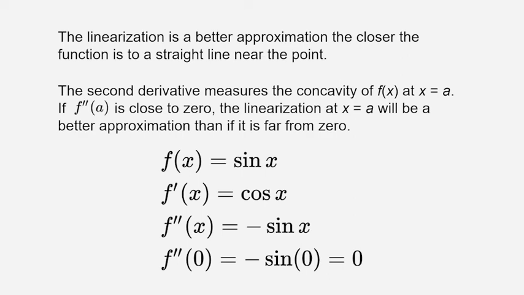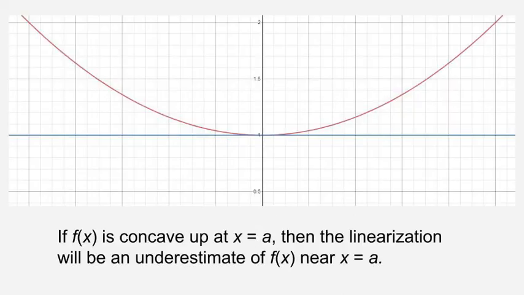And more often than not, the second derivative will not be 0, and we can use that information to determine whether our linearization will be an overestimate or an underestimate. If the second derivative is positive at a point, that means the function is concave up there. And if it's concave up, that means the linearization will be an underestimate of the function near that point. And looking at the graph above, the graph in red is the original function, and we can see it's very much concave up, and the linearization just can't capture that curvature, and so it's an underestimate of the function near that point.